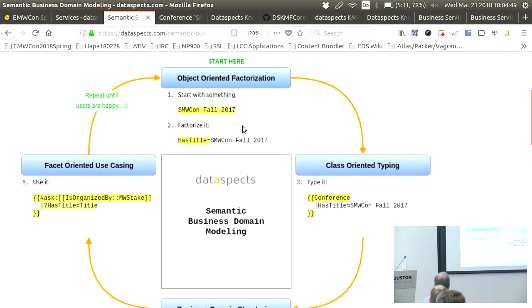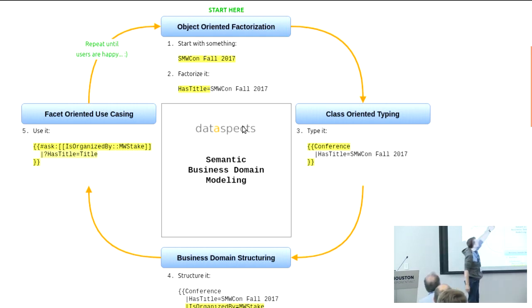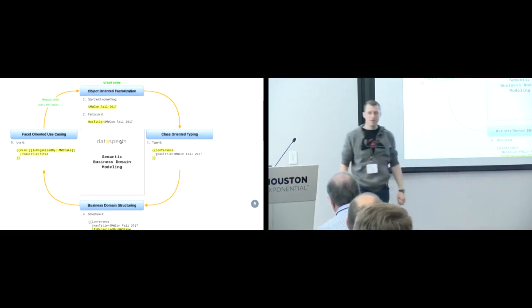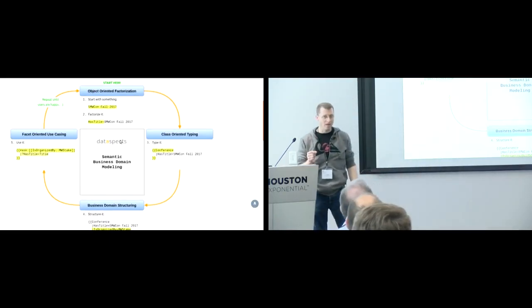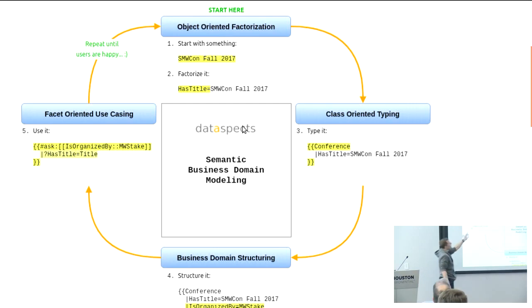So here's my recommendation about how you start with a customer domain. First of all, you start bottom up and inside out. You don't declare a class first. You start with any term. For example, we start with SMWCon Fall 2017. Now that, at the outset, is just a string. By the way, this is all online on my webpage. That starts as a string, and you only know what it is because you've got cultural background. So now we have to explain to the computer what that is.